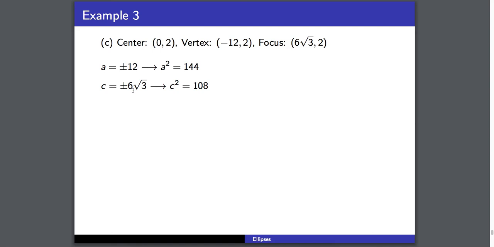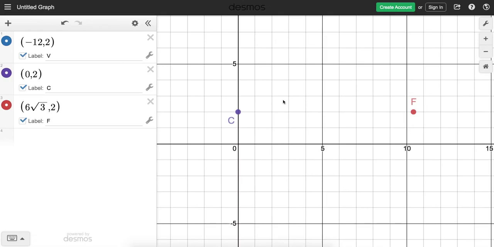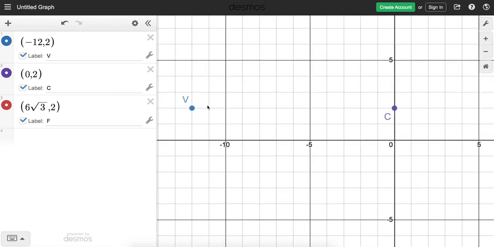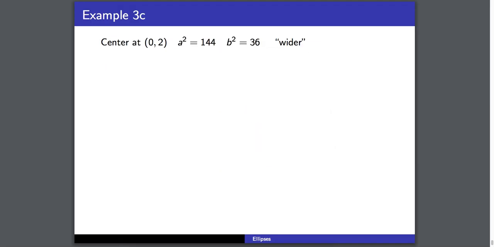Now, just like in example 3a, we want to find the value of b squared. So we're going to use the relationship that c squared equals a squared minus b squared. We have 108 equals 144 minus b squared. Subtract 144 from both sides. We get negative 36 equals negative b squared, which makes b squared equal to 36. Also, because our focus point as well as our vertex are left and right of our center, this ellipse is going to be wide. So we have everything we need.